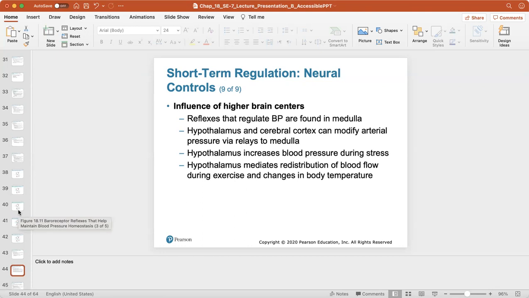So this is just a review of higher brain centers and the effect that they'll have on trying to short-term regulate blood pressure.